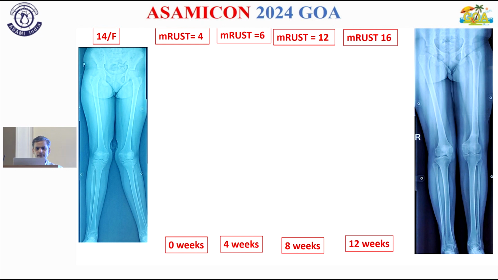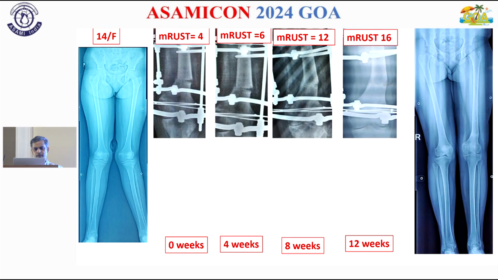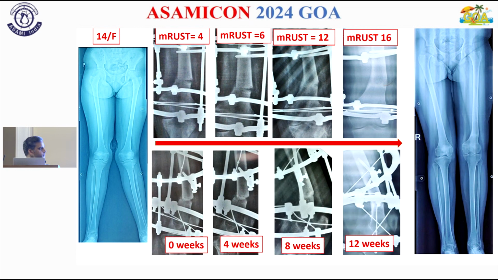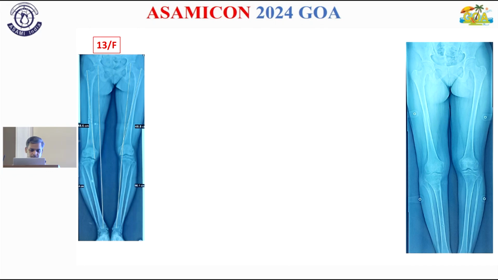A few case examples. A 14-year-old female was treated by distal femur corticotomy and acute realignment. There is a gradual increase in the modified RUST score, consolidation at the corticotomy level, and at the end of 12 weeks there was union. Patients were followed at an interval of 1 month. And this was the union in the lateral view. And these were the final scanograms.